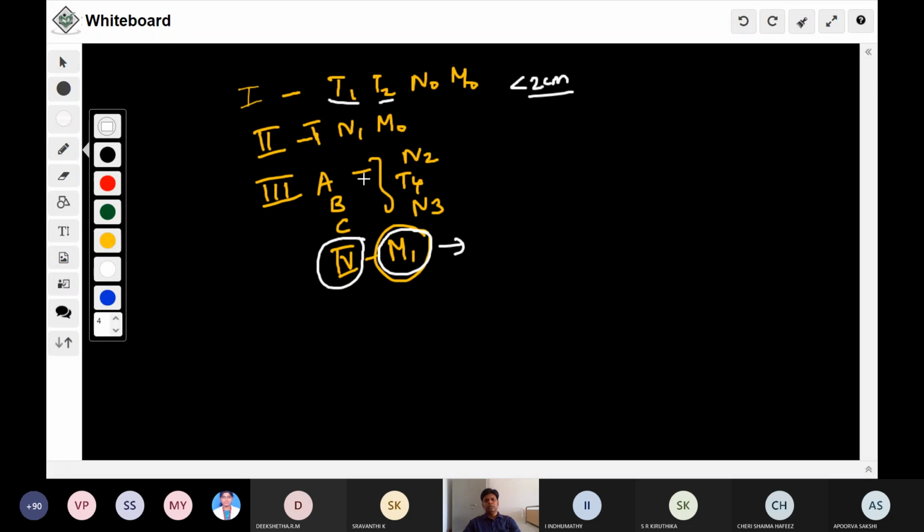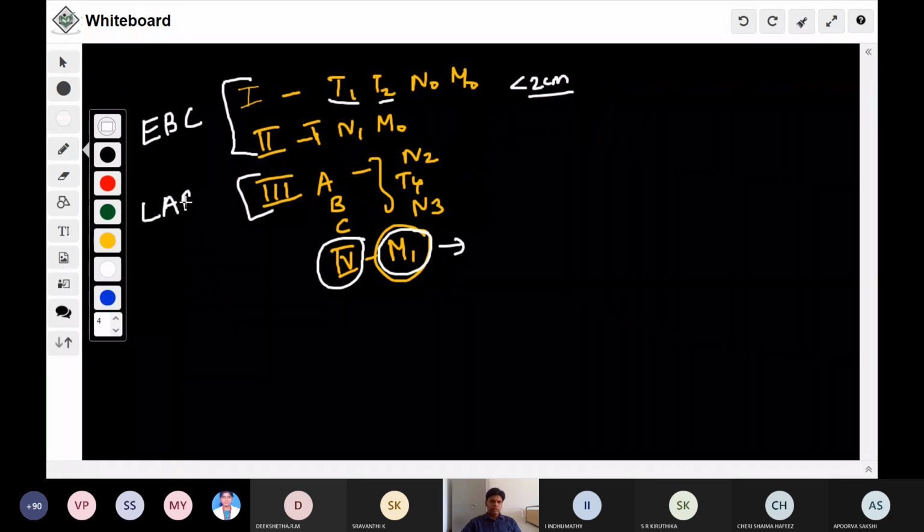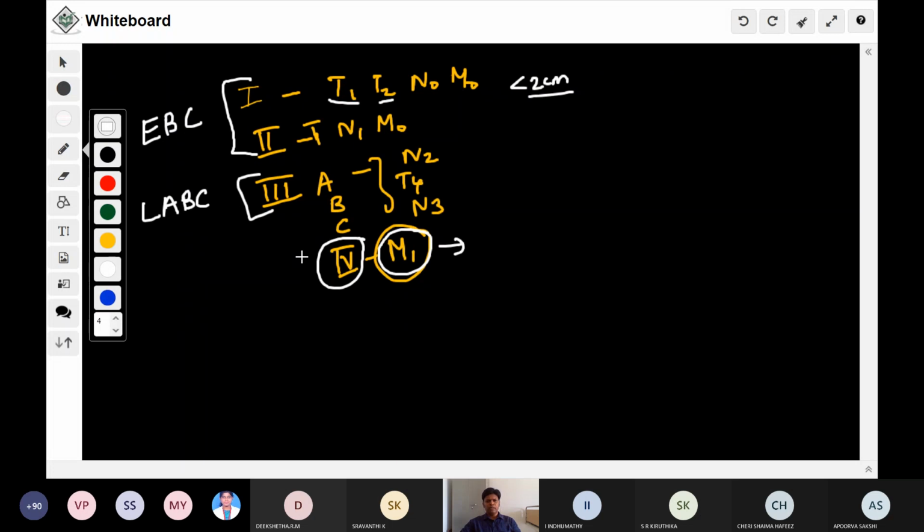Okay, so this is easy to remember, and stage 1 and 2 you can call EBC, that is early breast cancer. Stage 3 you can call LABC, locally advanced breast cancer. And stage 4 you can call ABC, advanced breast carcinoma. Okay, so this is the classification.